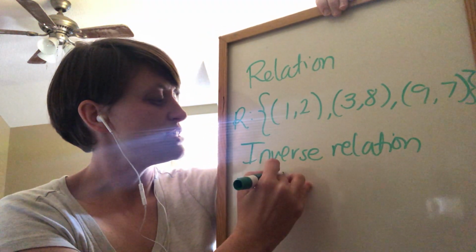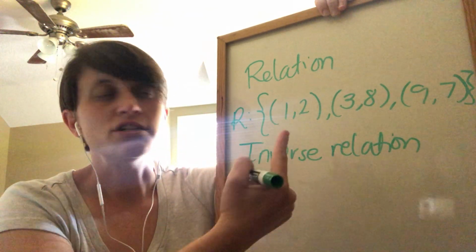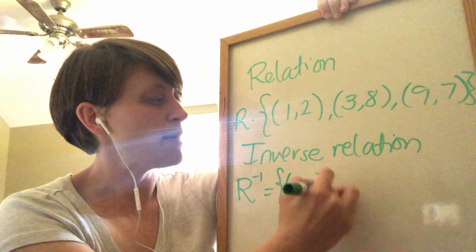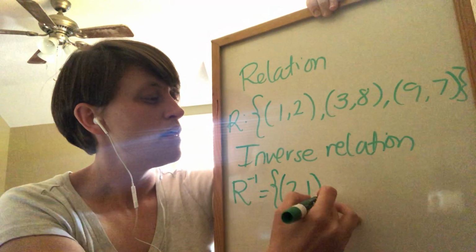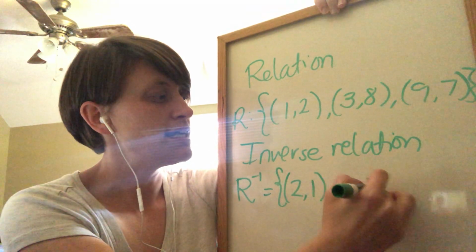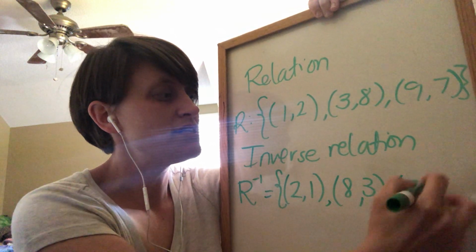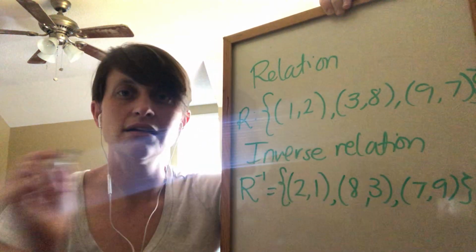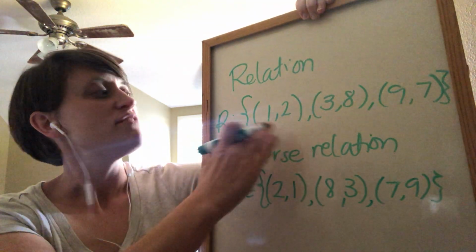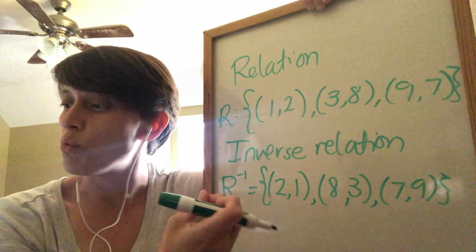So what the inverse relation does is it's just going to reverse that operation, or whatever operation it is. So 1 gets mapped to 2 in the relation, 2 is going to get mapped to 1 in the inverse. 3 gets mapped to 8. In the inverse, 8 is going to get sent back to 3. 9 gets sent to 7. In the inverse, 7 is going to get sent back to 9. So if we're just looking at a relation as a list of ordered pairs, finding the inverse relation is really quick. You're really just reversing the x and y coordinates.